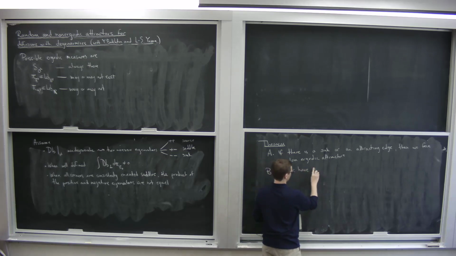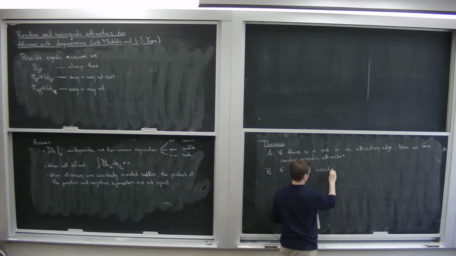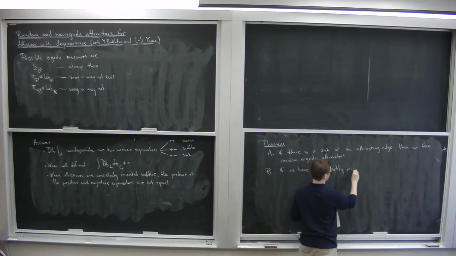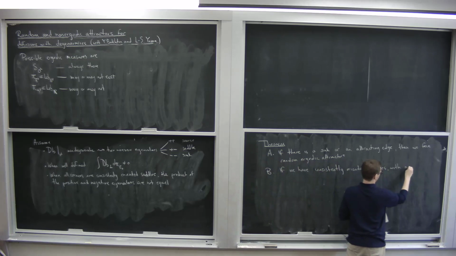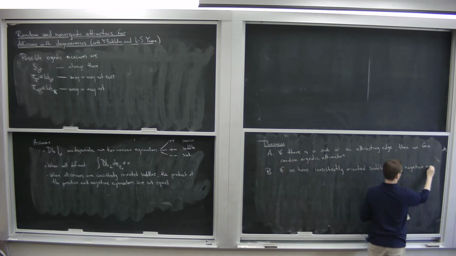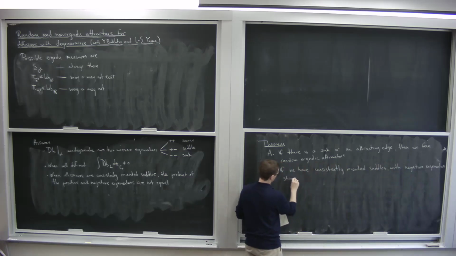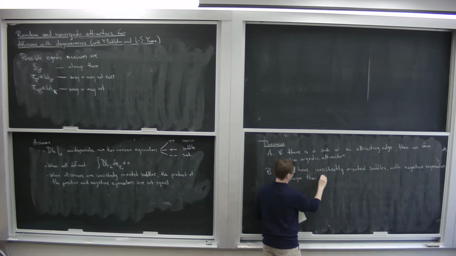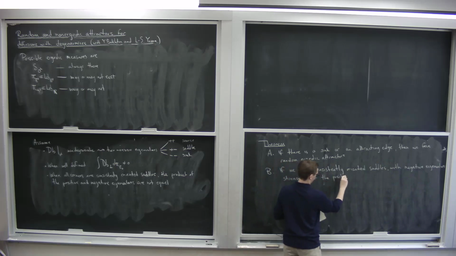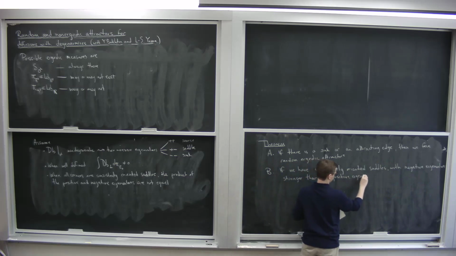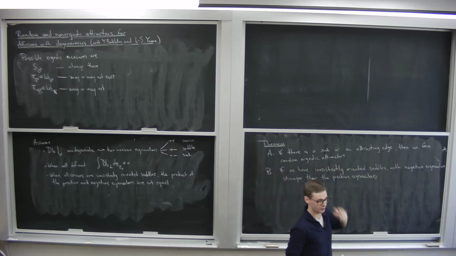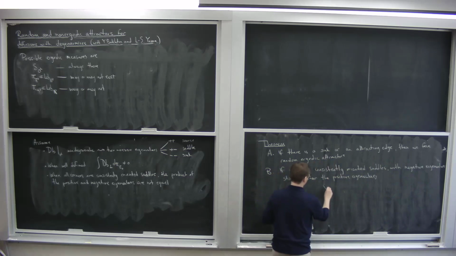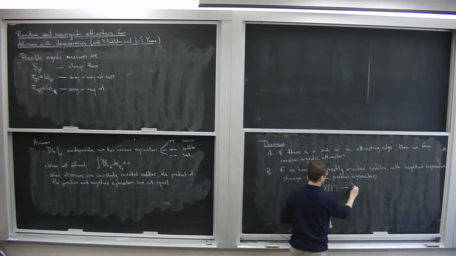If we have consistently oriented saddles with the negative eigenvalues stronger than the positive eigenvalues, then we finally, in this very special case, get something that's not an ergodic behavior. What does that mean? The trajectories converge to the boundary.